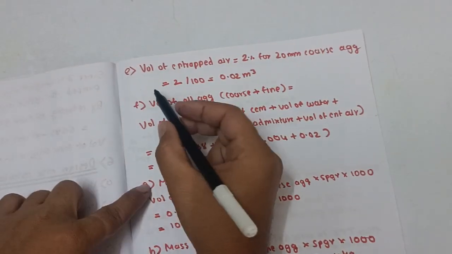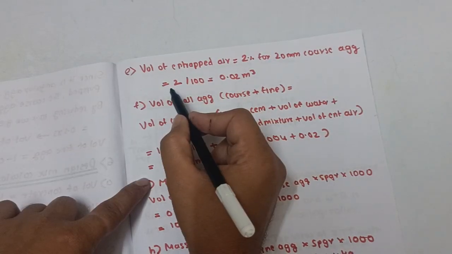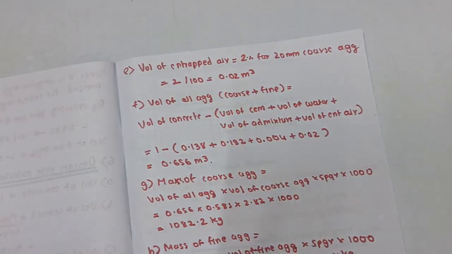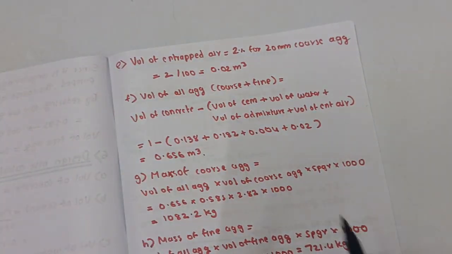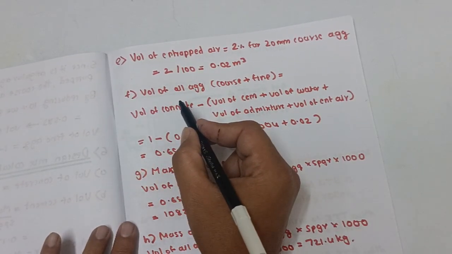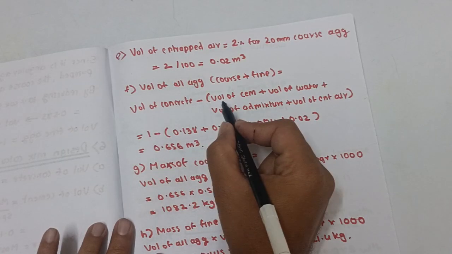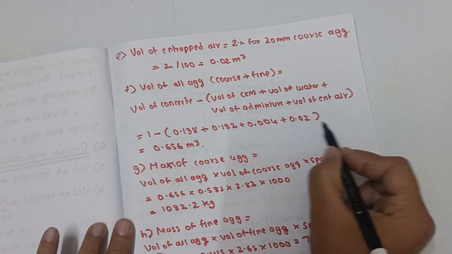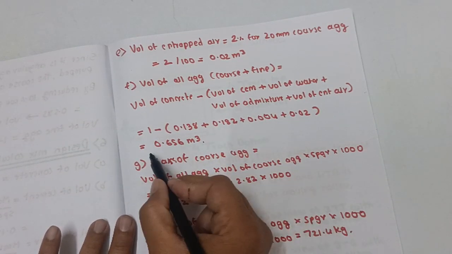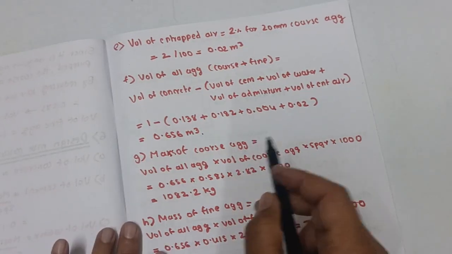Next, E is volume of entrapped air. 2% for 20 mm coarse aggregates, 2% is 0.02 m cube. You have to calculate volume of entrapped air also. Next is F, volume of all aggregates, coarse plus fine. Volume of concrete, that is 1, minus volume of cement plus volume of water plus volume of admixture plus volume of entrapped air. By putting all these values, we get 0.656 m cube as volume of all aggregates, coarse plus fine.